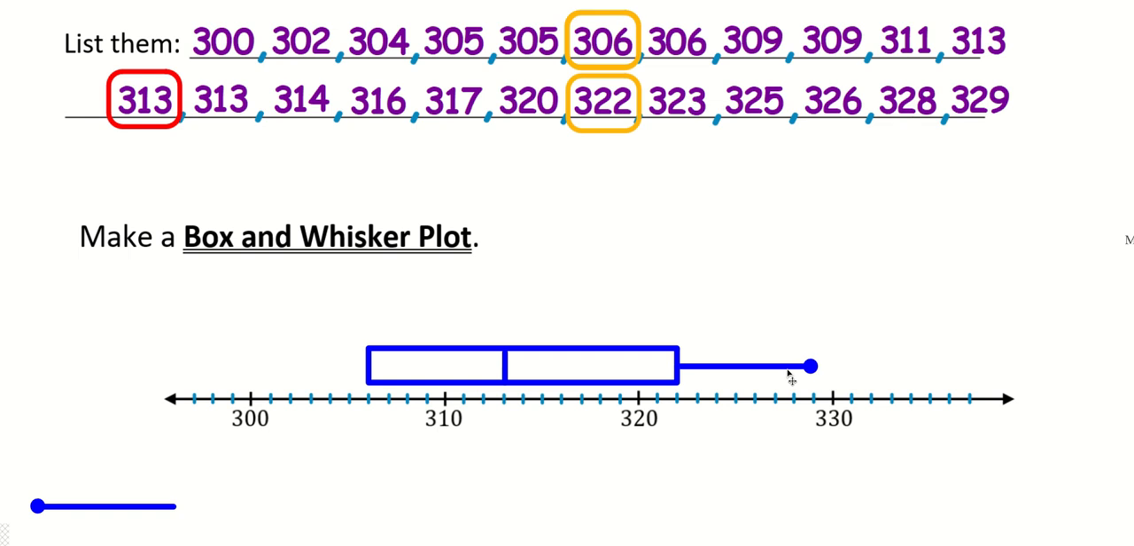Yeah, I don't know what happened with the box. But so that's going to work out. So this is a whisker, and see how it goes all the way out here to 329. And then the other whisker should go down to 300, which that's not working out. So what the heck?